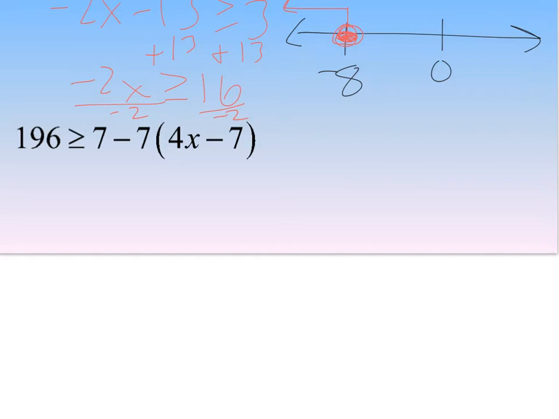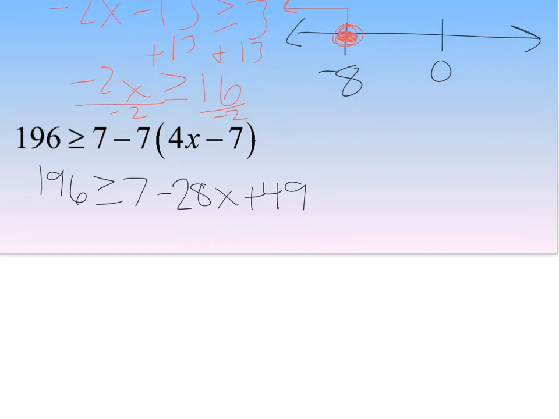Okay, let's distribute again. A common mistake here: did you do 7 minus 7 is 0 and just have 0? Some people will do that. Or sometimes, if this is a different number, people will subtract or add these first and then distribute. Don't do that. Don't fall into that trap. All right, so we have 196 is greater than or equal to 7, and then -28x plus 49.